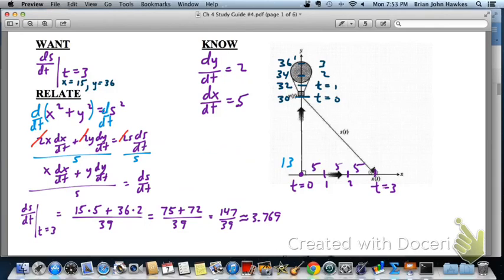3.769. Now we have to make sure we understand our units of measure. s is a linear distance, so the units would be the same as the rate of change of the horizontal and vertical distance. So that would be feet per second. So 3.769 feet per second is our answer. So reading the question again, how fast is the distance between the bicycle and the balloon increasing 3 seconds later? And that would be it.